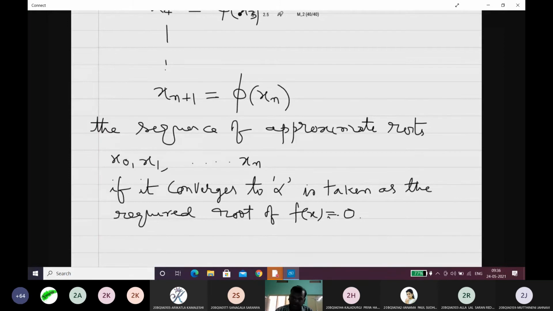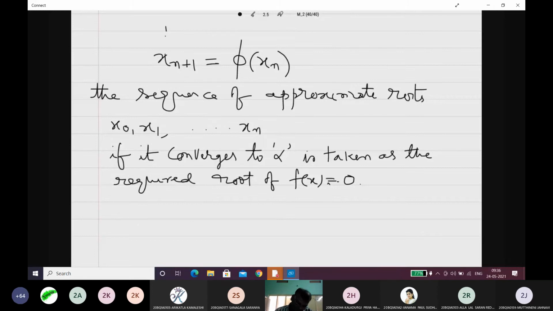Here are some important results that you have to keep in mind for this method, very important. Note, these are the important points. If xn plus 1 is equal to xn, then xn is the required root.